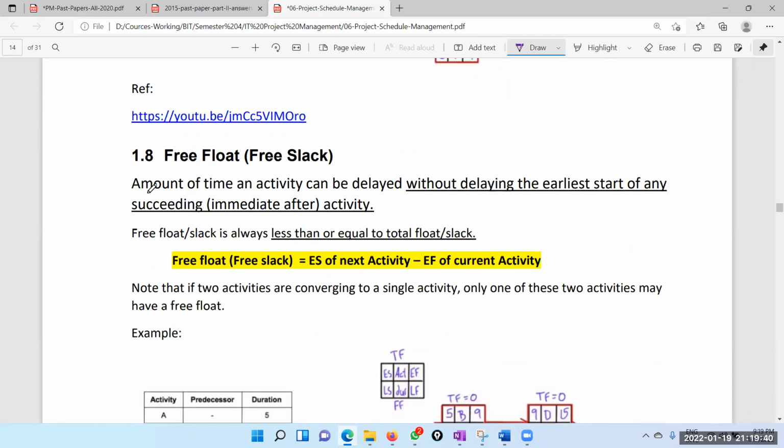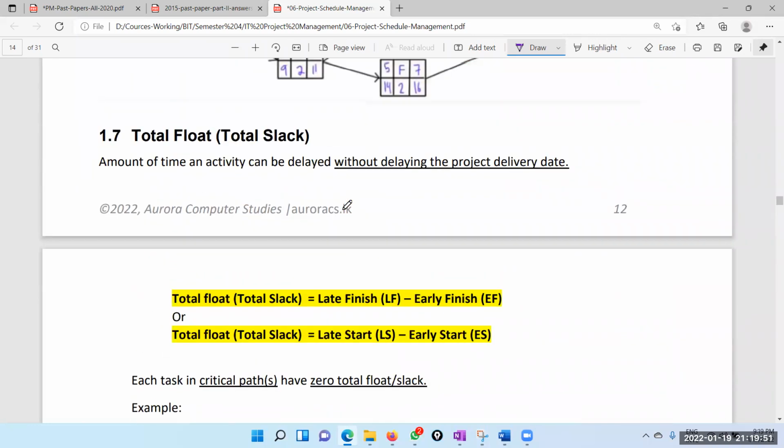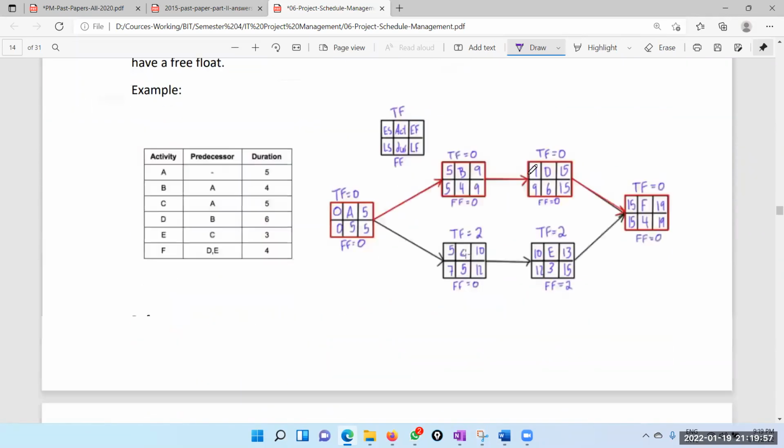Free slack is the amount of time an activity can be delayed without delaying the earlier start of any succeeding activity, whereas total float is without delaying the project delivery date. Two different things. Okay.